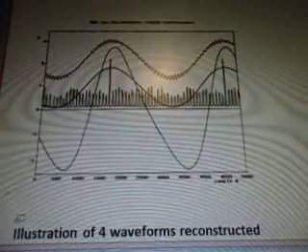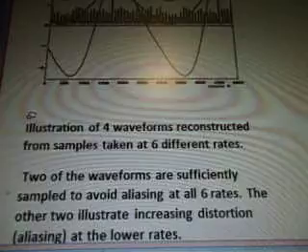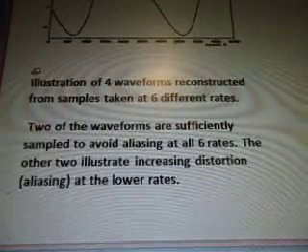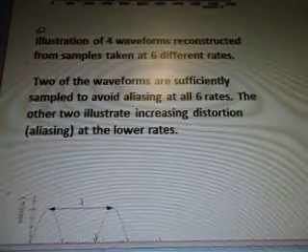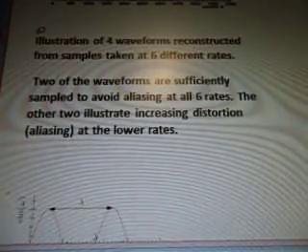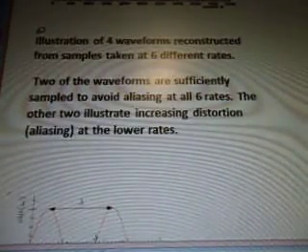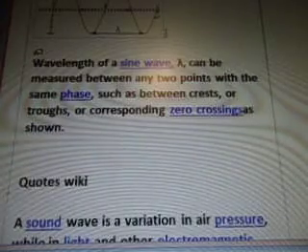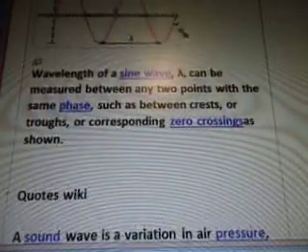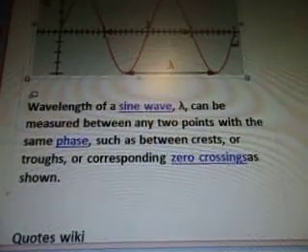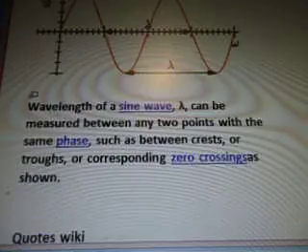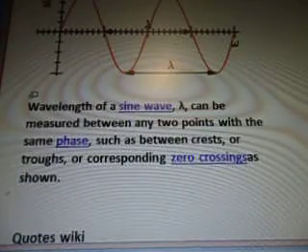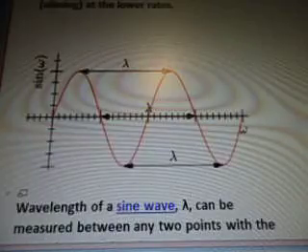Okay, and then here's another diagram with little teeny weeny print that I can't read. Illustrations of 4 waveforms reconstructed from samples taken at 6 different rates. 2 of the waveforms are sufficiently sampled to avoid aliasing at all 6 rates. The other 2 illustrate increasing distortion, aliasing at a lower rate. So the wavelengths of a sine wave can be measured between any 2 points with the same phase, such as between crests or troughs or corresponding zero crossings as shown.